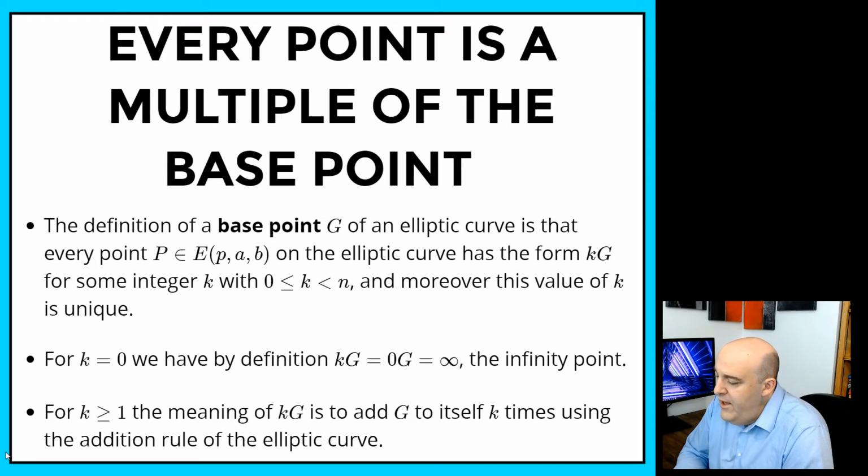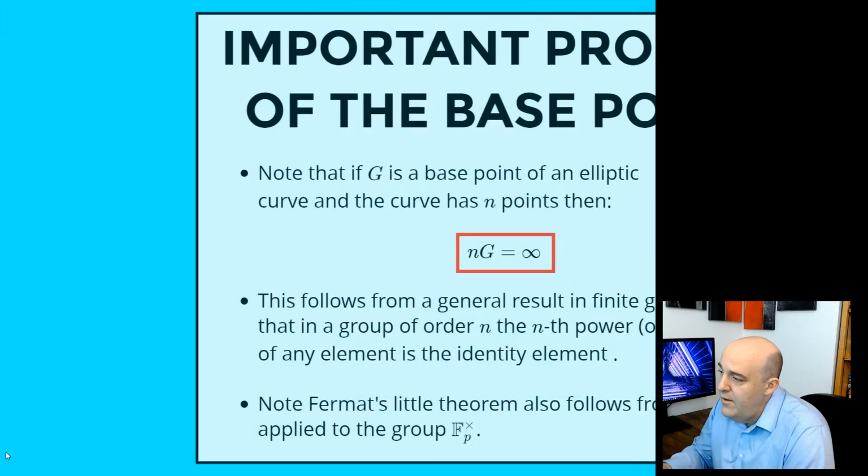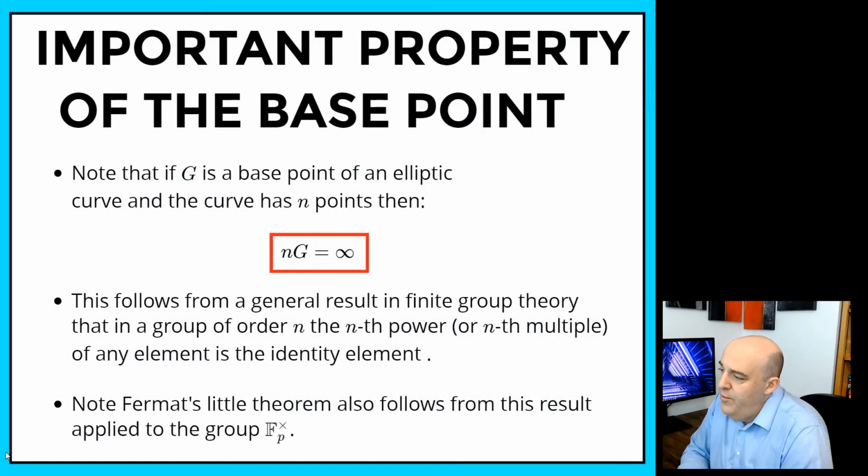And when we write kG, let's just make sure we understand what we mean by that. If k is 0, 0 times G is just the infinity point. And when k is greater than or equal to 1, so k is a positive integer, all kG means is to add G to itself k times. And that returns some point on the elliptic curve.